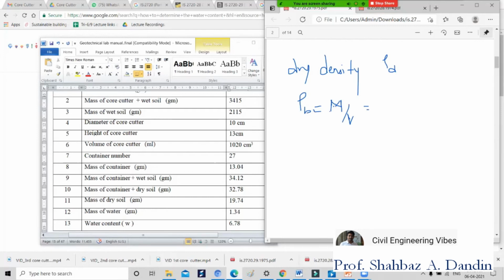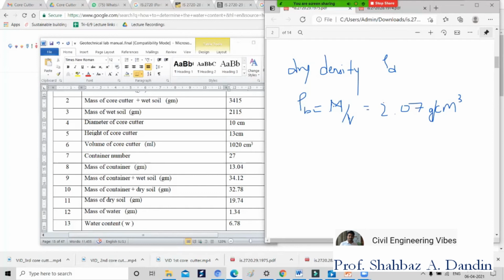How much is the mass? This is your mass of wet soil, 2115, divided by the volume. Volume is 1020. Okay, the density we'll be writing as 2.07. We have measured with centimeter, right? So we will write centimeter cube. We have taken the mass in grams, right? So we'll be writing it as gram per centimeter cube.